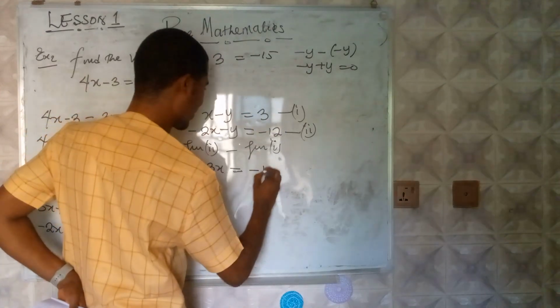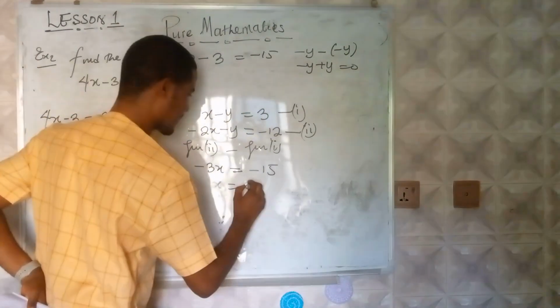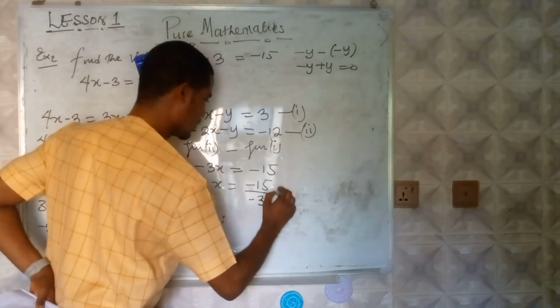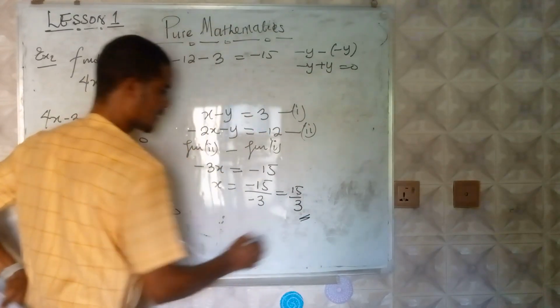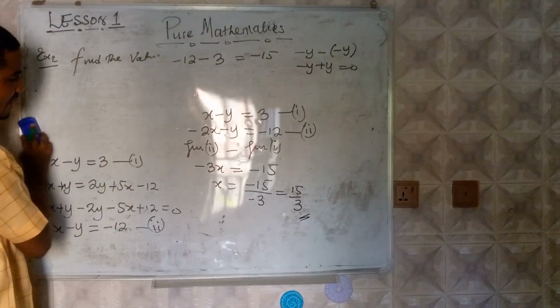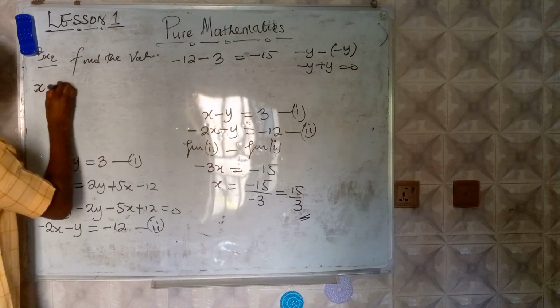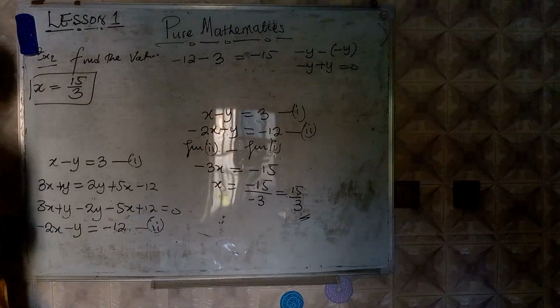So I'm having minus 15 here. So x becomes minus 15 over minus 3. That will give me 15 over 3. I've got the value of x. So we keep that, like we used to say, we keep that somewhere. So I have that x is equal to 15 over 3. That is my value for x.